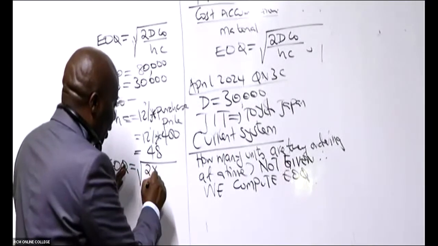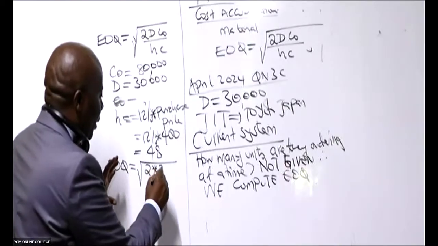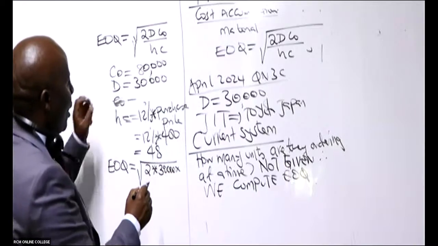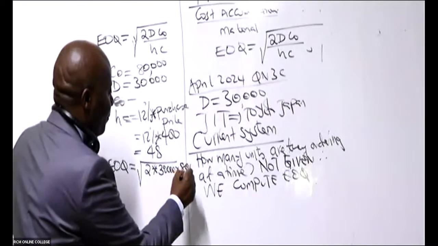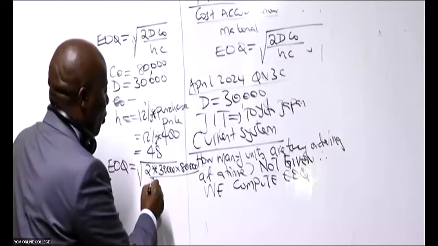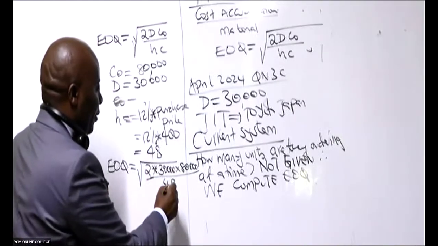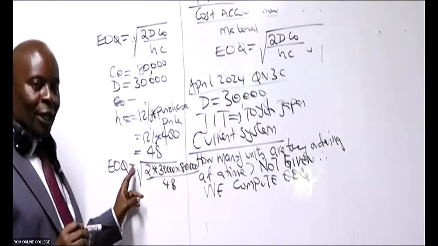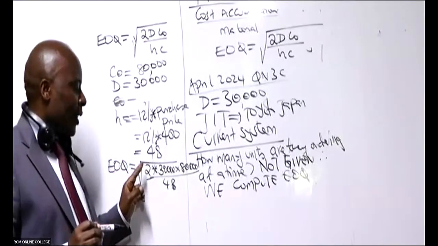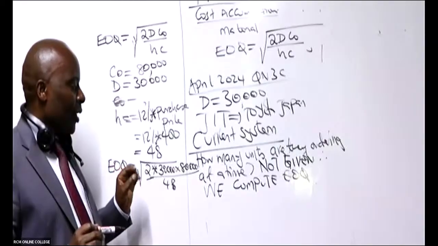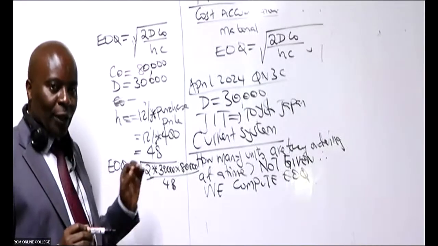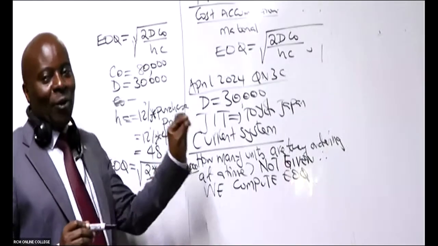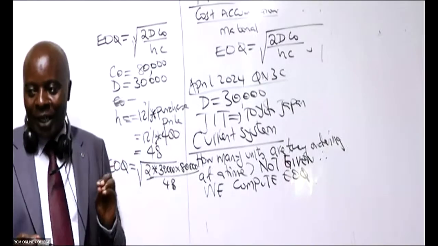And therefore, I can now very comfortably give my examiner the EOQ, which will be the square root of 2 times annual demand of 30,000 times cost per order, which is 80,000, divided by the holding cost of what here, somebody? 48. So remember, how do we do this first? We forget the square root. 2 times 30,000 times 80,000. Whatever answer we get, we divide by 48. And then we say square root.